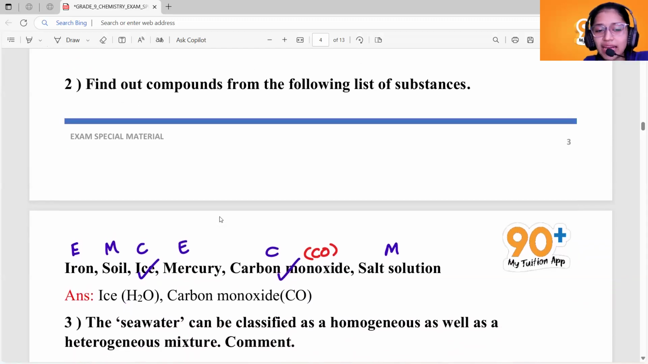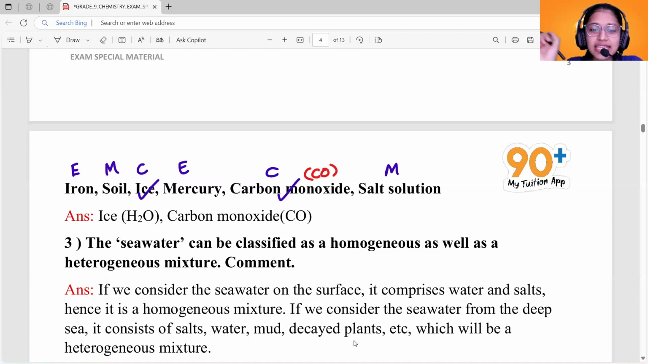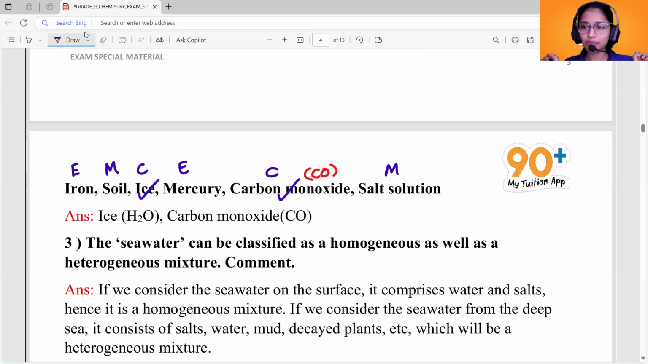Seawater can be classified as a homogeneous as well as a heterogeneous mixture. Comment. What would the answer be? This statement is actually true. Seawater can be classified as a homogeneous and a heterogeneous mixture. Look at the answer. If we consider the seawater on the surface, that is, if you take a mug and take some seawater from the surface of the sea, it comprises water and dissolved salts. There'll be salt dissolved in that water, and that is obviously going to be a homogeneous mixture.